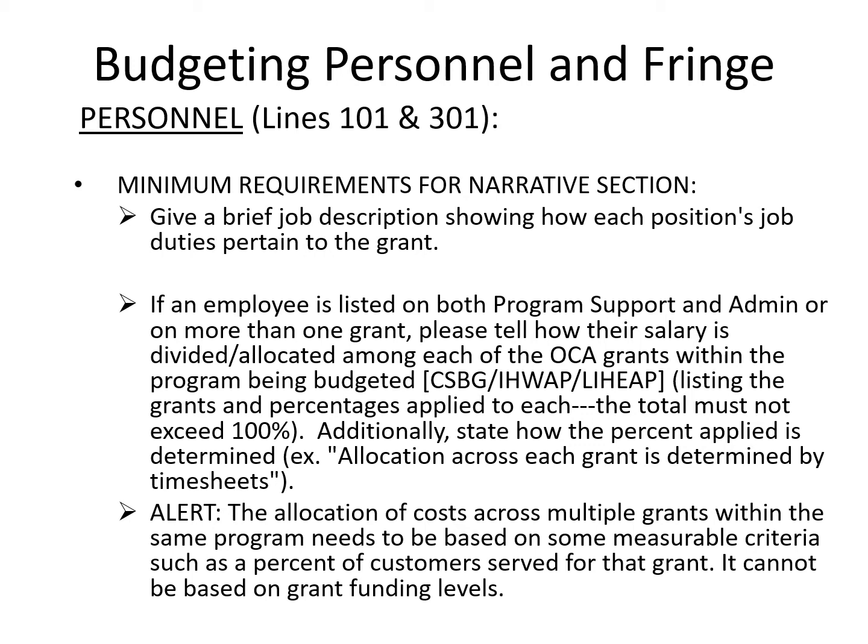And a special alert on this: please be aware that the allocation of costs across multiple grants within the same program needs to be based on some measurable criteria, such as a percentage of customers served for that grant, but in no case may it be based on the grant funding level. So you can't allocate one particular grant more of the cost simply because you have more funding for that. So please be aware of this during all the allocations in your OCA budgets.